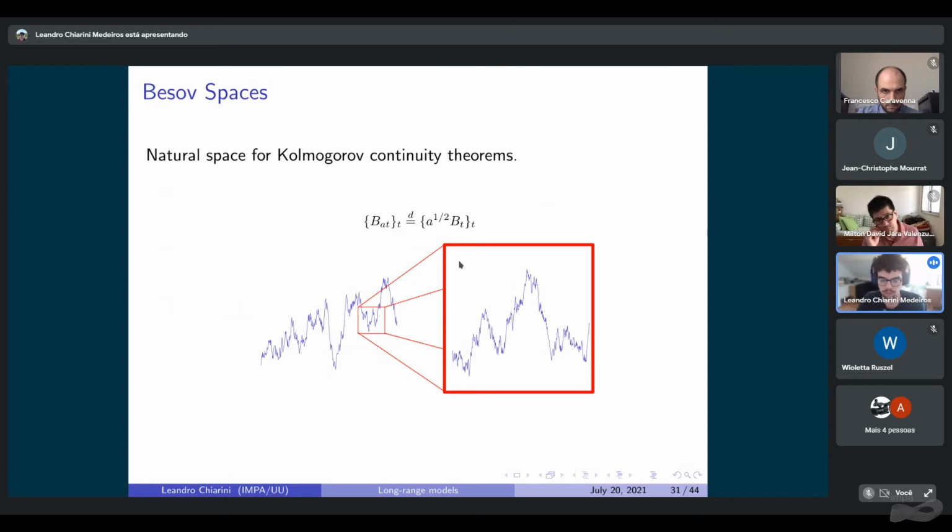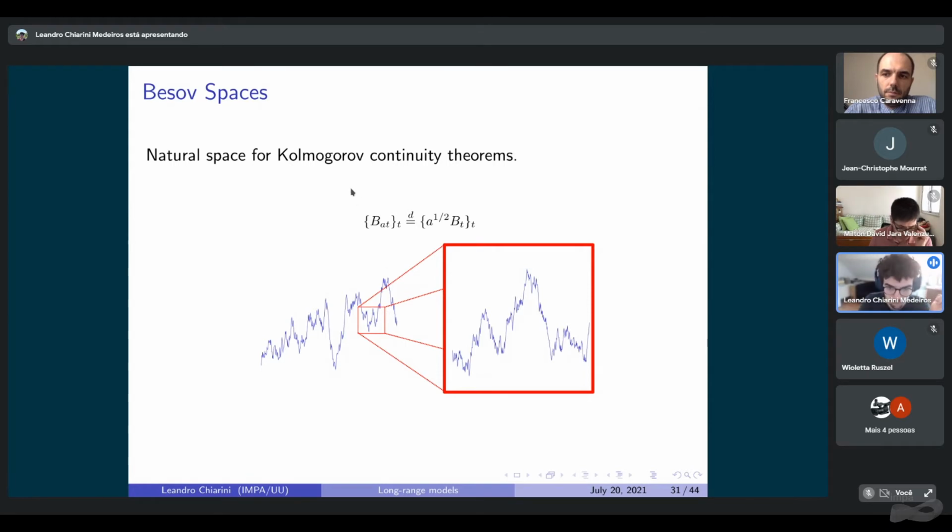So before I keep going with our results, I just would like to give a word on the kind of spaces that we're working with. Those are the so-called Besov spaces. They are also referred to as negative Hölder spaces or Hölder spaces of negative regularity. And why introduce those? The idea is basically, well, when you're studying Brownian motion in your first course of stochastic processes, one of the first things that you see is that it has some scale invariance. If you zoom in around a certain point of the Brownian motion, and then you multiply.